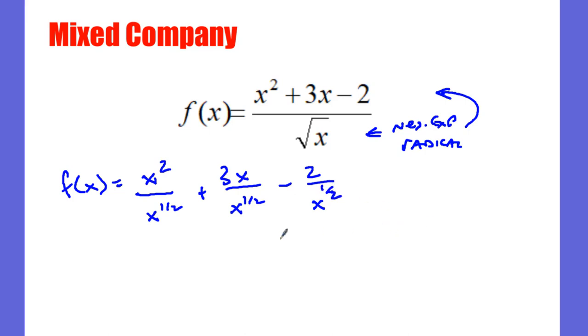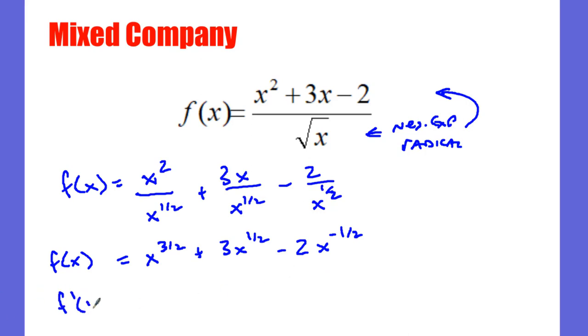All right. So let's do a little bit of simplification. Remember, what do we do with exponents when we're dividing? We subtract those exponents. So we have x squared, 2 minus 1/2 leaves me with 3/2, doesn't it? So we have x to the 3/2 power. Here we have 1 minus 1/2, that leaves me with 1/2 when I subtract those, minus 2 times x to the negative 1/2 because he's on the denominator right there.